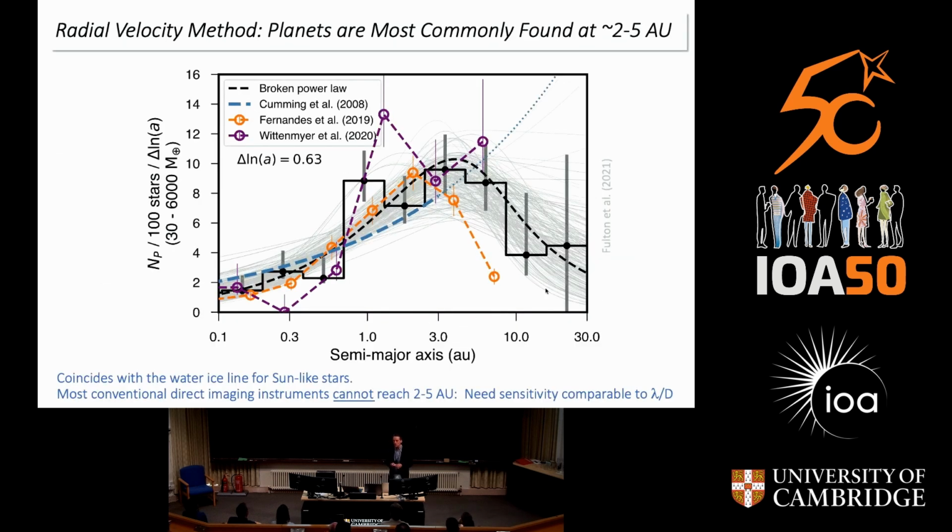Taking a page from the radial velocity surveys, the radial velocity surveys are telling us that the frequency of planets probably has a peak around 3 astronomical units or so. It peaks around 3 AU and then turns down. And this probably coincides with the position of water ice lines for sun-like stars. But most conventional direct imaging instruments really can't reach these orbital separations of 2 to 5 AU. We really need sensitivity on the order of the diffraction limit of an 8 to 10 meter ground-based telescope.